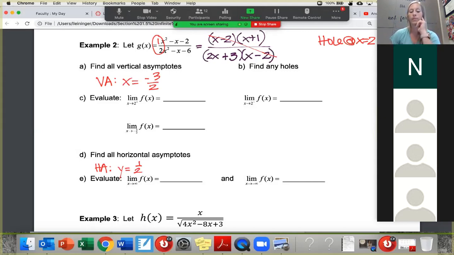Ah, okay. And it does ask for holes in the graph. So we have a hole in the graph at x equals 2. What does that mean about these limits? Do I have to use a graph to find the limit as we approach 2 from the left and 2 from the right?